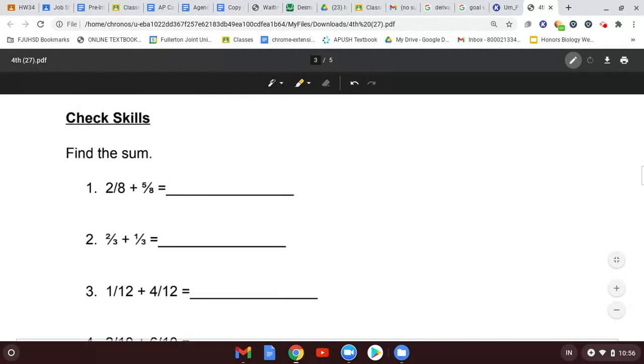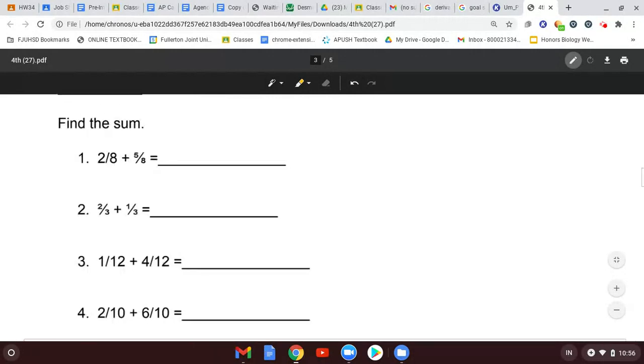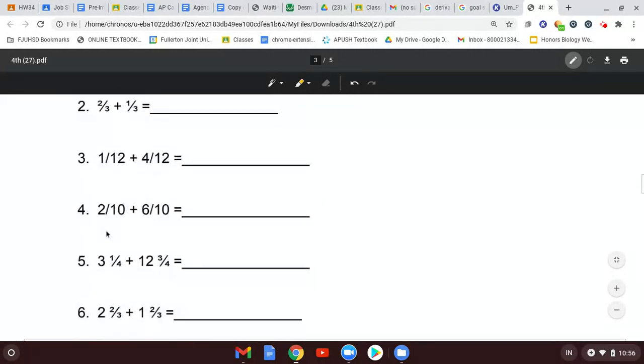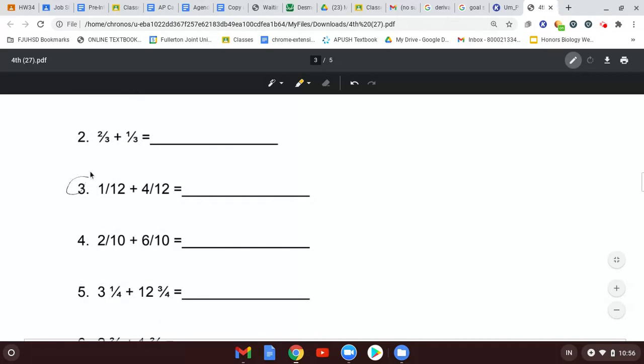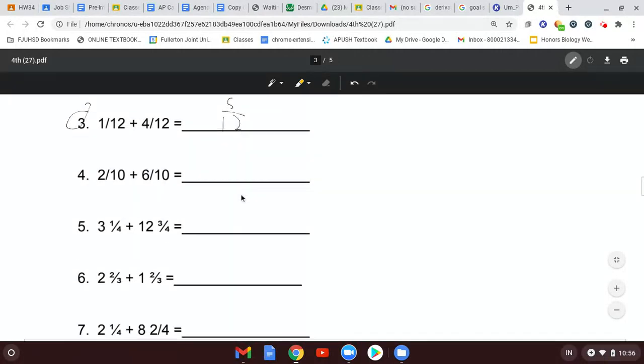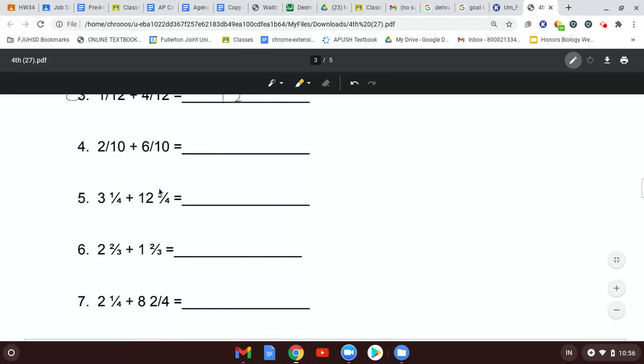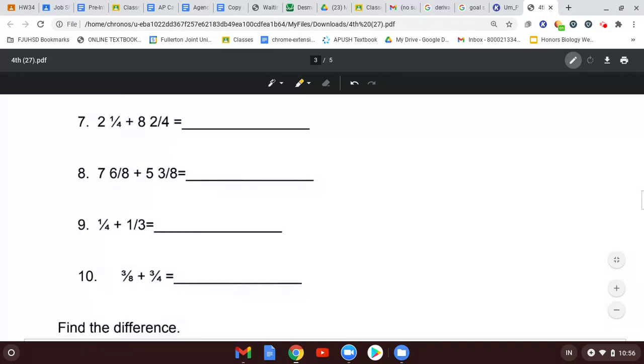Okay, let's go. This is just simple addition. I'll just do one problem with you. Okay, so 1/12 plus 4/12, 1 plus 4 is 5. And since the denominators are the same, we can just leave it as that. Okay, remember to simplify all numbers.